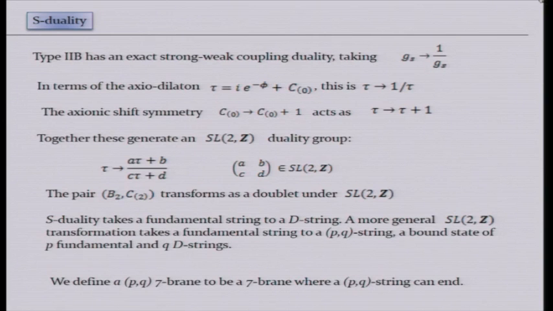Okay. And then the final thing I need is, so we said that a D7-brane is a place where fundamental strings can end. Okay, now apply dualities, you get (p,q) strings. And so, of course, by dualities, we then also get (p,q) 7-branes. So we define a (p,q) 7-brane to be a 7-brane where a (p,q) string can end.